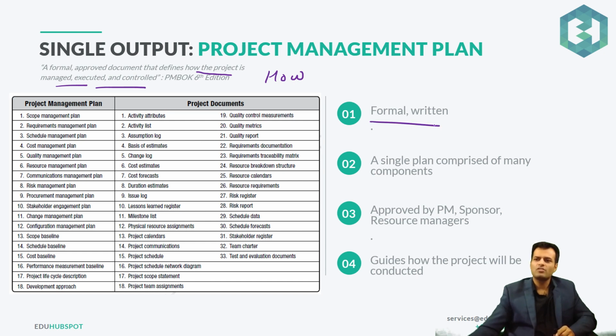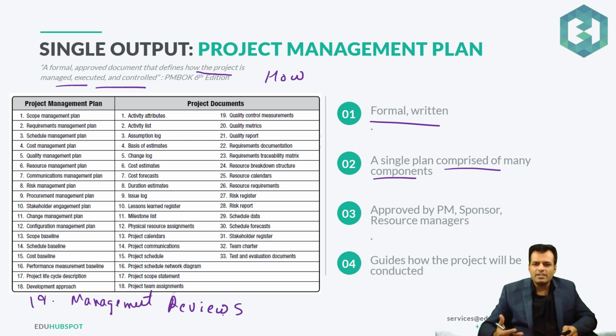It's always formal and written. You want to make sure that the project management plan is always formal and written. It's a single plan comprised of many components. You can see these are the 18 plans described here, and there's one more which is not given. This is the screenshot from the PMBOK 6, and the 19th component is not shown. I don't exactly remember, but I think it's management reviews, where you want to make sure what the preventive actions and corrective actions are, and take a decision whether you should move ahead or not. Okay, this is the difference between the project documents and the project management plan.